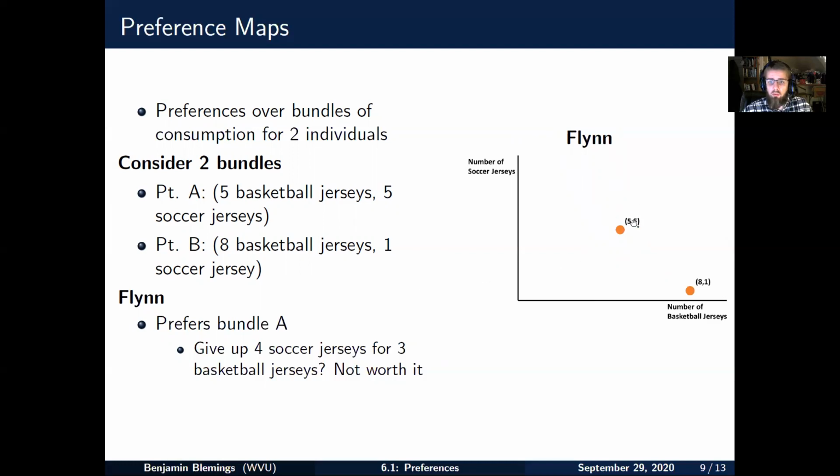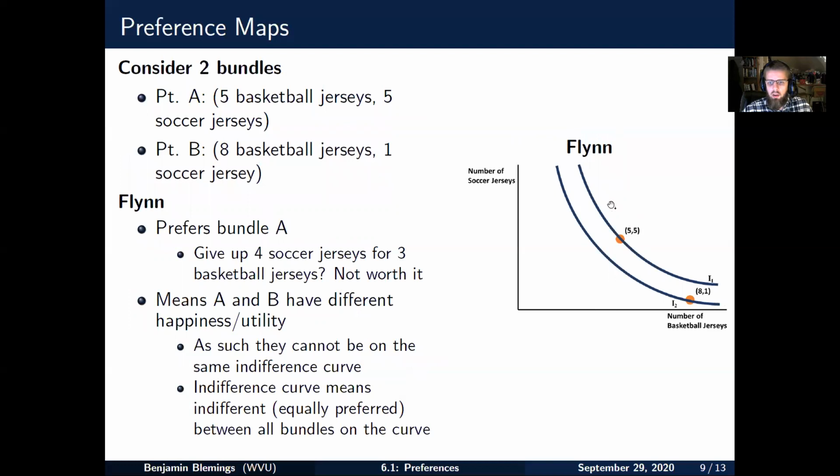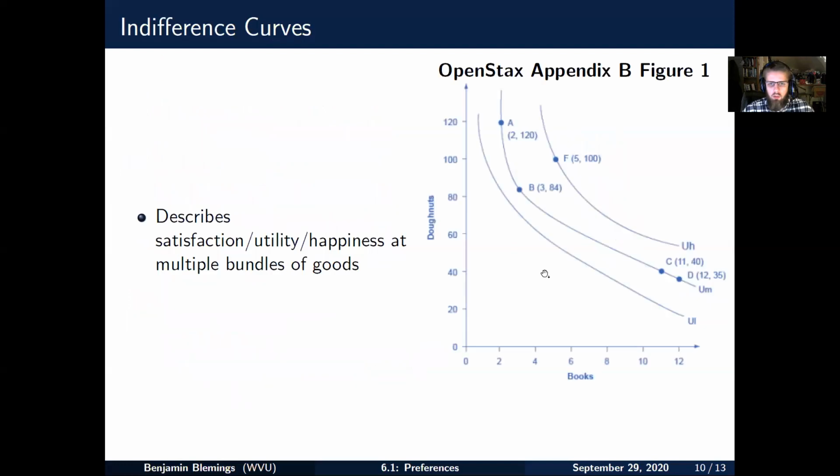So we actually know that Flynn's indifference curves look like this, where there's a higher indifference curve at 5, 5 than at 8, 1. And so he's getting more satisfaction from this 5, 5 than from this 8, 1. And so indifference curves are these things that we can draw through bundles of goods, and on the same indifference curve, every bundle of goods has the same satisfaction. So it describes satisfaction, utility, or happiness at all these bundles of goods.